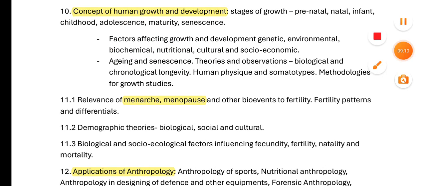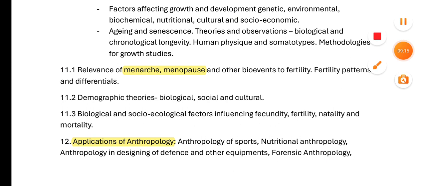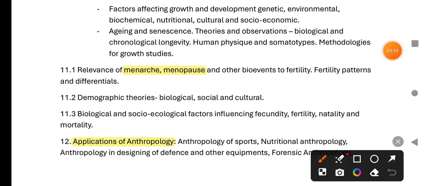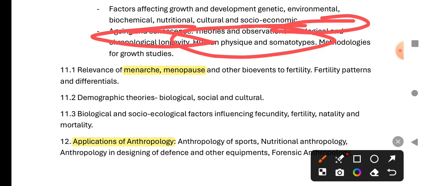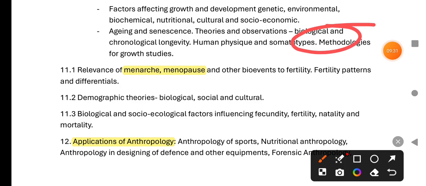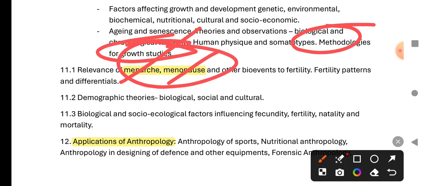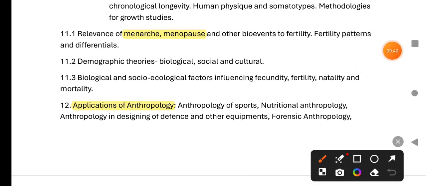We will study these theories and observations, biological and chronological longevity of aging and senescence, and what are various somatotypes and human physique, morphological characteristics, methodologies for growth studies. And next is menarche, menopause. These are very short topics which are very important.